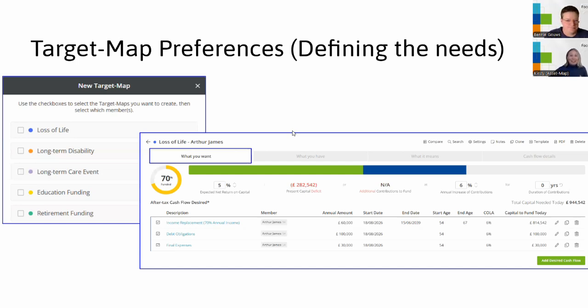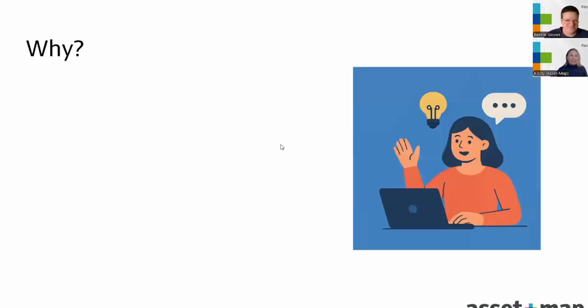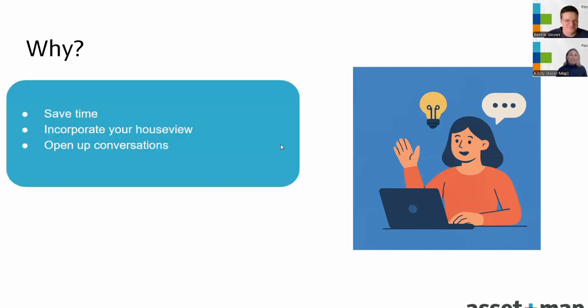But let's talk about firstly, the why. So why would you go and set up your target map preferences? Well, I think the obvious first answer is that it saves time. Once you've set it up, every time you create a target map from that point onwards, you don't have to change all the wording each time if you're updating the same thing every time. By building that into your target map preferences one time, you can save that time going forward.